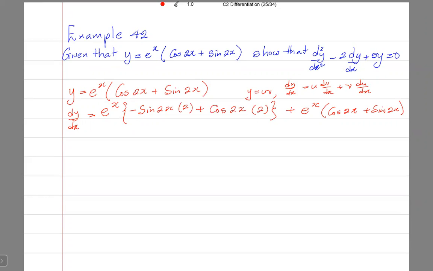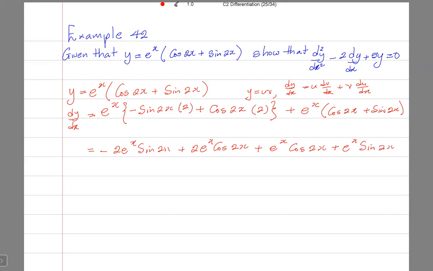All right, I guess if I want, I could probably simplify this. This might make my life easier if I simplify this. So if I simplify this, I'm going to get minus 2e to the x sine 2x plus 2e to the x cosine of 2x plus e to the x cosine 2x plus e to the x sine 2x.